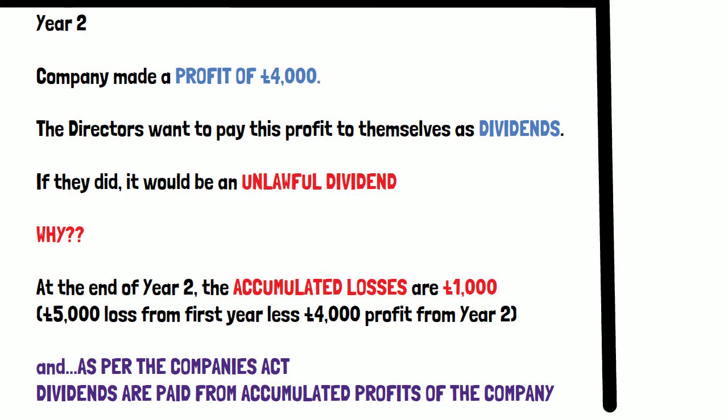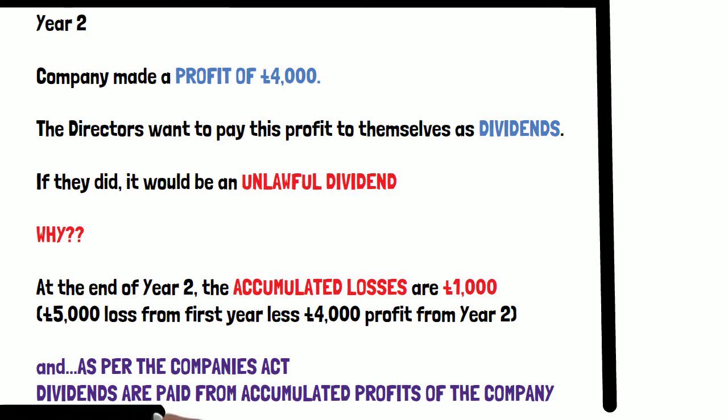And this is because they had a £5,000 loss from the first year and a £4,000 profit in the second year, which makes a negative £1,000 loss. And as per the Companies Act, dividends can only be paid from net accumulated profits of the company. So they cannot pay out a dividend in the second year, even though they've made a profit in that year.